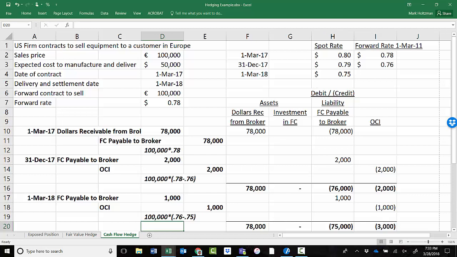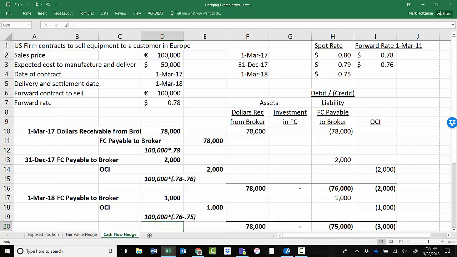Well, I think how they constructed case C is very confusing. So what I did was I took the same problem again, but I reconstructed it now as a cash flow hedge. Let me explain why it's a cash flow hedge and not a fair value hedge. It's a very subtle difference, but this will help you understand the difference between a cash flow hedge and a fair value hedge.